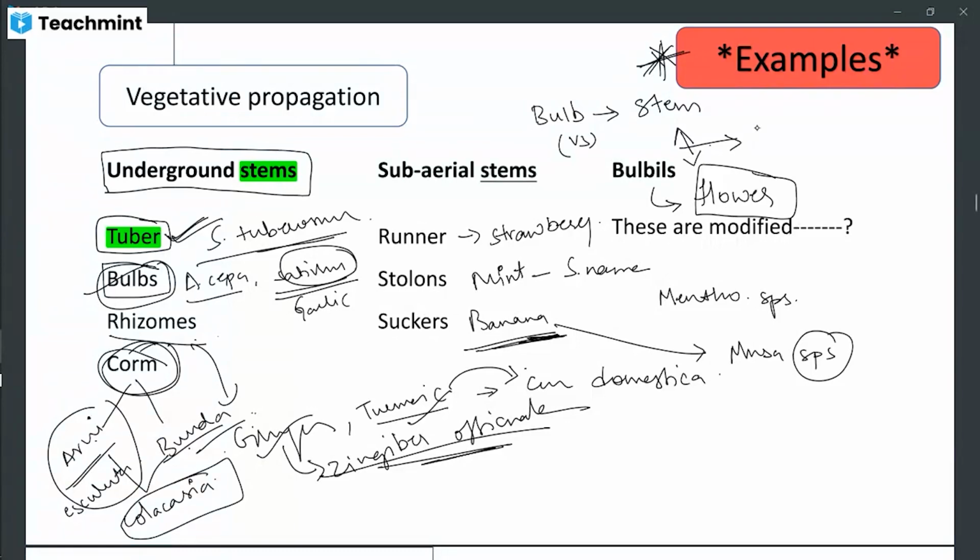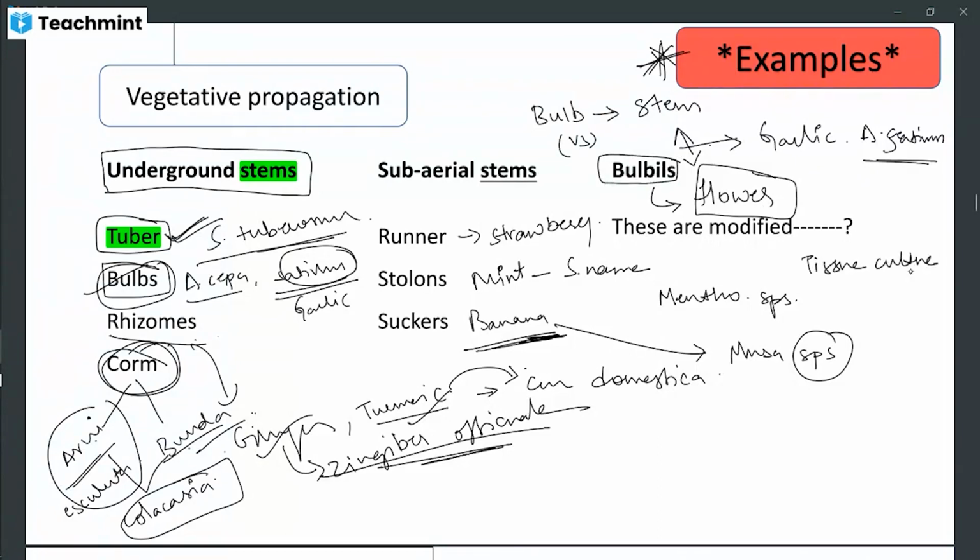Garlic. Yeah, garlic. That is good. So garlic, Allium sativum. And one another example, this was frequently asked in some JRF, that example for a bulbil which is amenable to tissue culture.